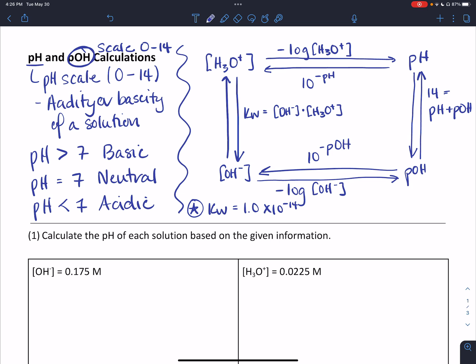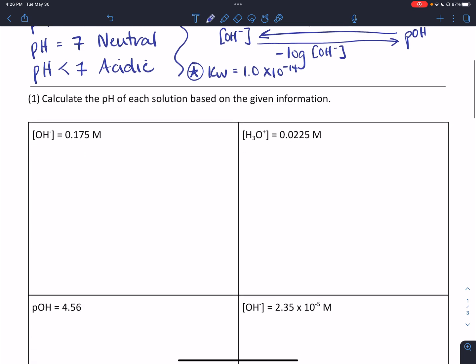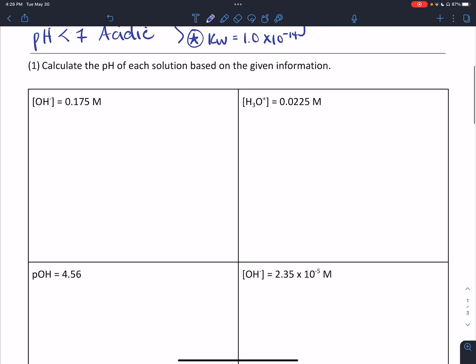All right, so you can work your way around this box and solve for any of these four values. Please note there's no direct path between OH minus and pH or H3O plus and pOH. You have to go through one of the corners to go from diagonal to diagonal. All right, so let's work a couple simple problems. We're going to be calculating the pH of each of these solutions based on the given information.